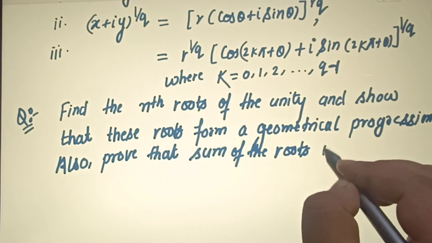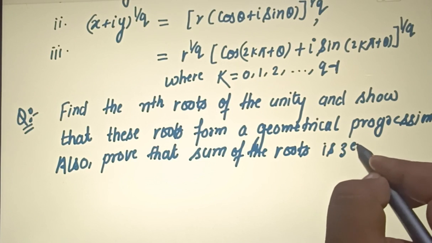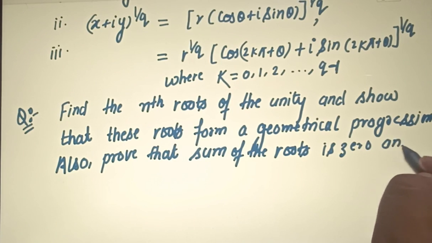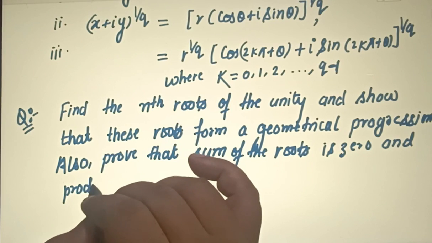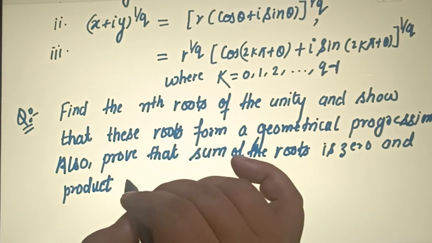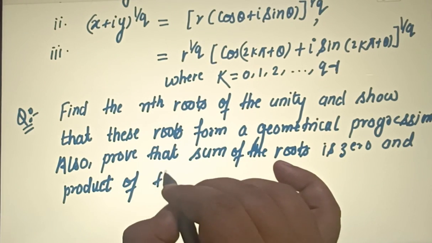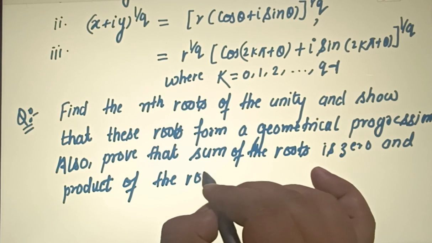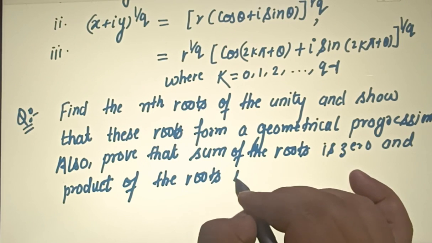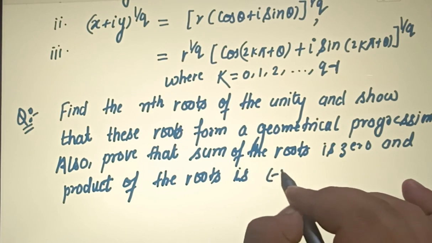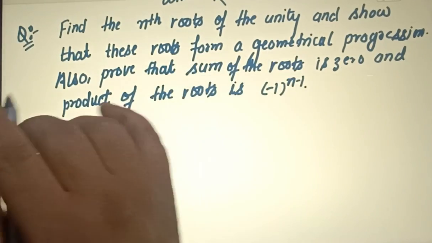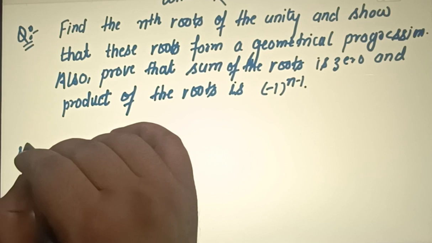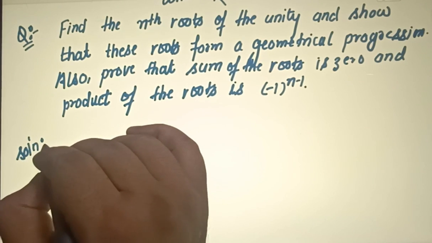and the product of the roots is (minus 1) to the whole power n minus 1. Now we write the solution, and the working methodology is very simple.